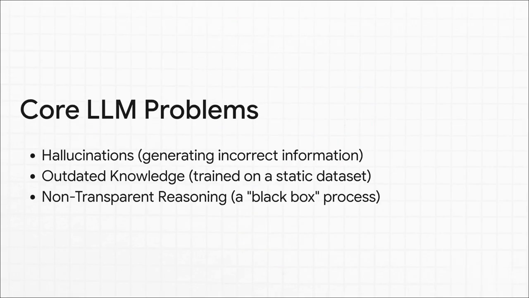First, you've got hallucinations. And yeah, that's the technical term for when the AI just makes stuff up. Then there's the fact that its knowledge is basically frozen in time. It can't tell you about anything that happened after its training data was collected. And finally, these things are often total black boxes, right? You get an answer, but you have no idea how it got there.